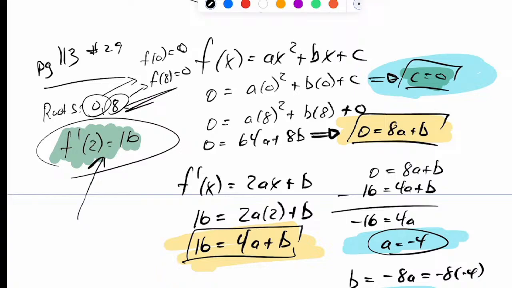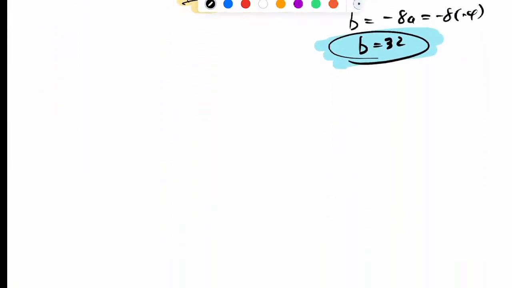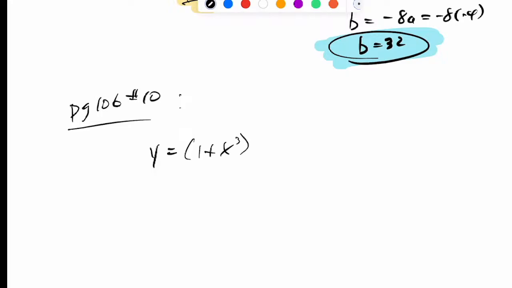No problem. Okay, Shams wanted 106, number 10. So this is y equals (1 + x³)², and y is 2x⁶.